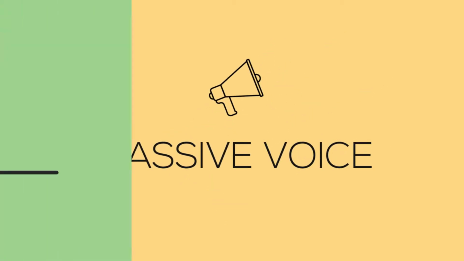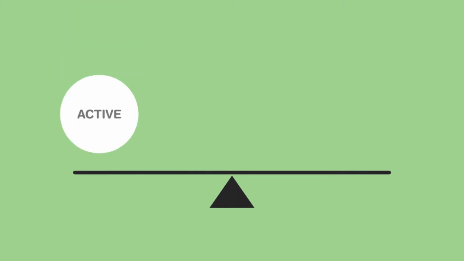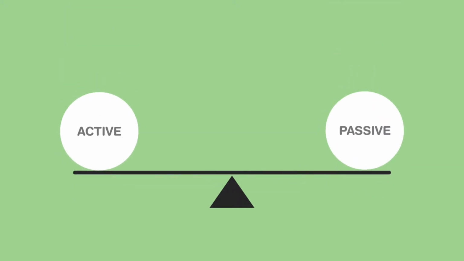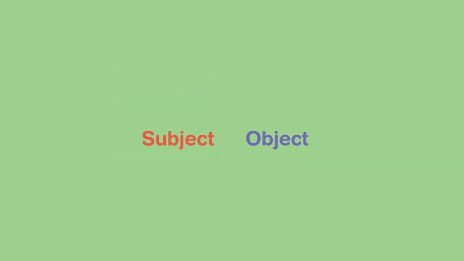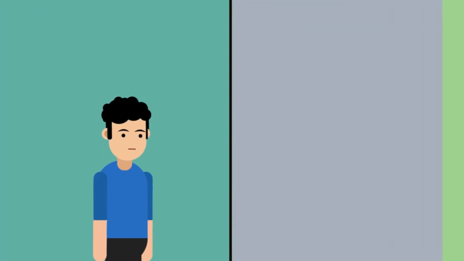The meaning of a sentence, either expressed with active or passive voice, does not change. As we know, every sentence has a subject, verb, and object. To understand the difference between active and passive voice, we should focus on the subject and the object of a sentence. For example, Budi and the ball.